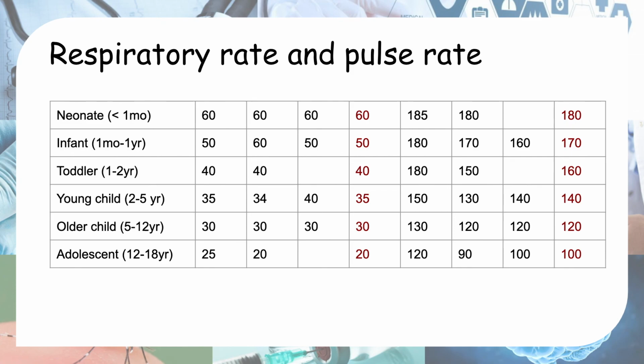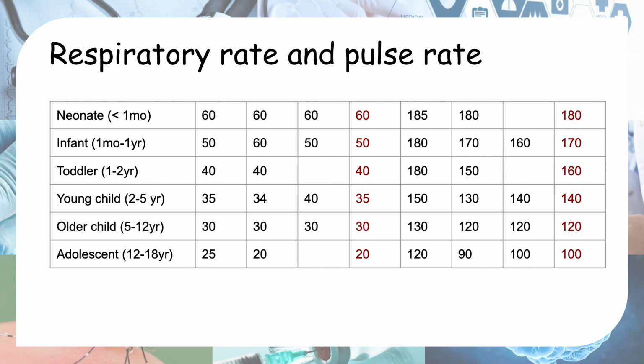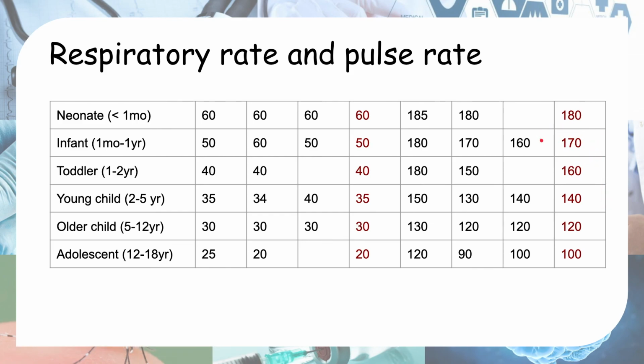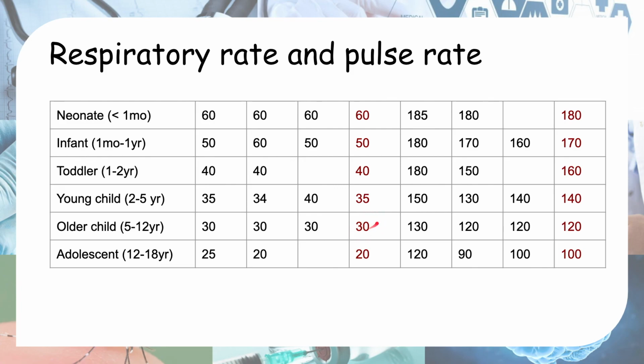So because 10 months is under infants, you will expect the respiratory rate to be below 50, and then the heart rate to be below 170. Then what if a 7-year-old child comes in and you examine? So the 7-year-old is over here, older child. So you expect their respiratory rate to be below 30 and the heart rate to be below 120.